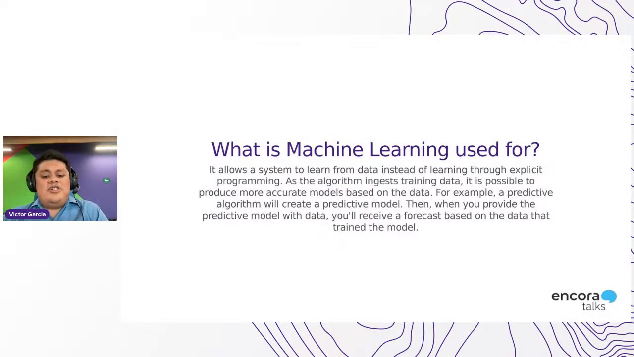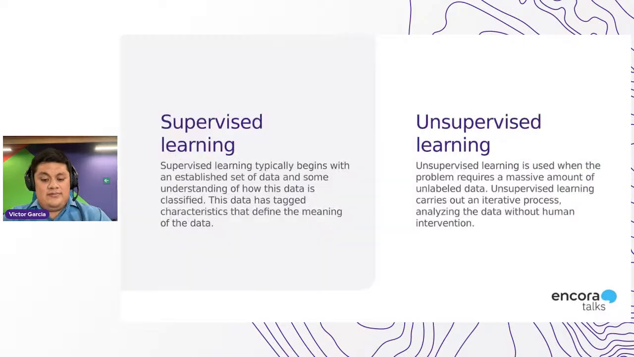Machine learning allows a system to learn from data. When you provide a predictive model with data, you will receive a forecast based on the training data. Machine learning requires that the correct data set be applied to a learning process. We will focus on two approaches to machine learning: supervised learning, in which we have an idea of how the data is classified, and unsupervised learning, where the data is not labeled and we have an iterative process.